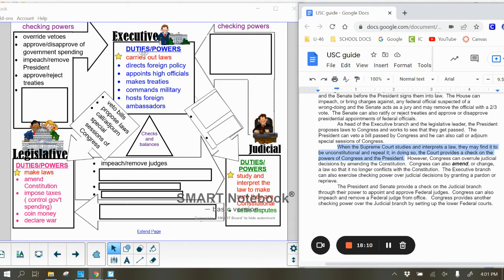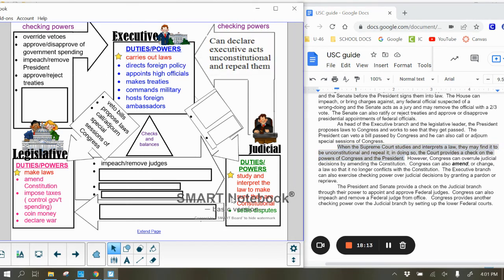So from the judicial branch to the executive branch, they can declare executive acts unconstitutional and repeal them. And then this one is going on the bottom arrow here from the judicial branch to the legislative branch. So the judicial branch is using the checking power of declaring laws unconstitutional and repealing them or canceling them. So notice that these two are slightly different. Executive acts are different than laws themselves. The president can put forth executive acts without them actually being laws. And so that's why that's worded slightly different.